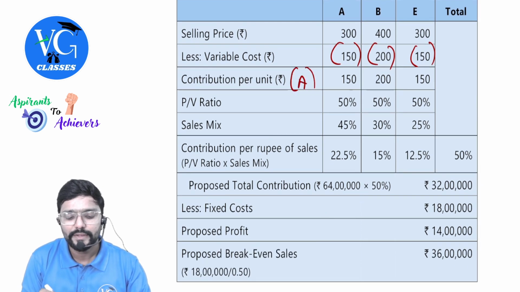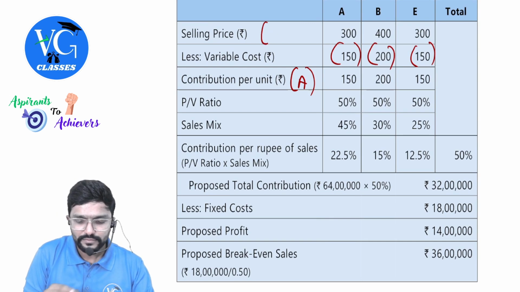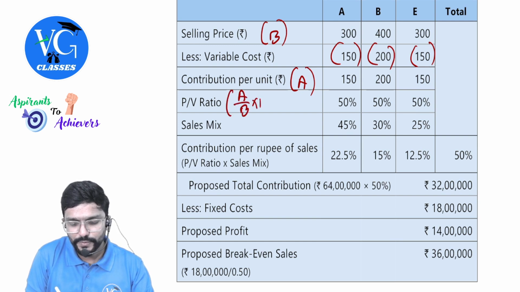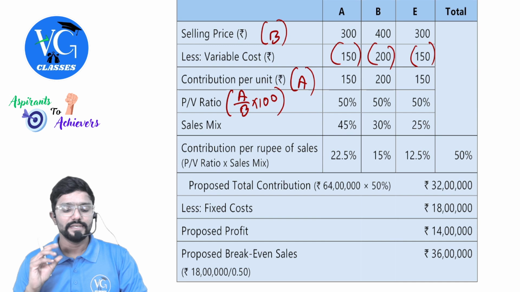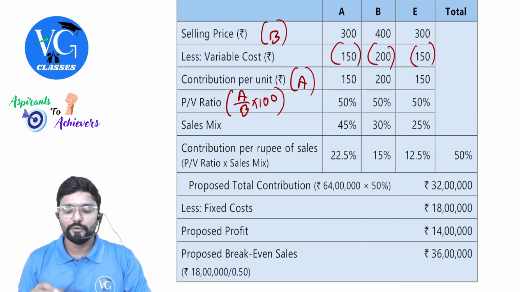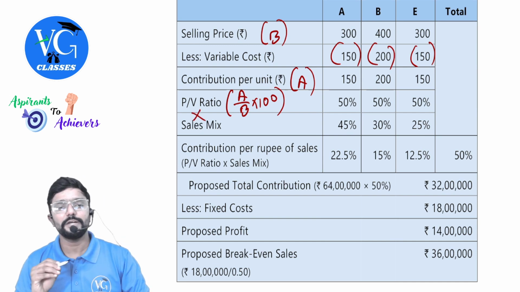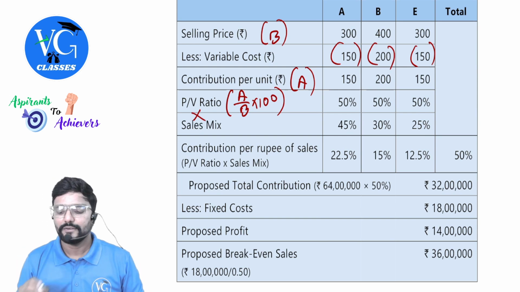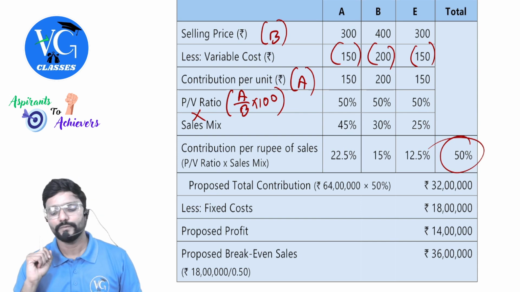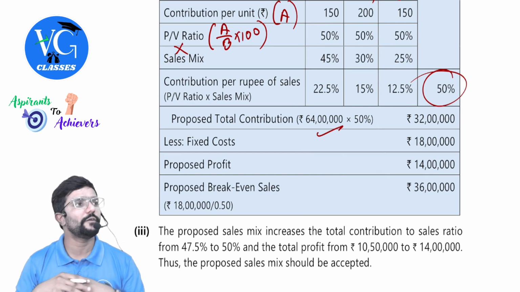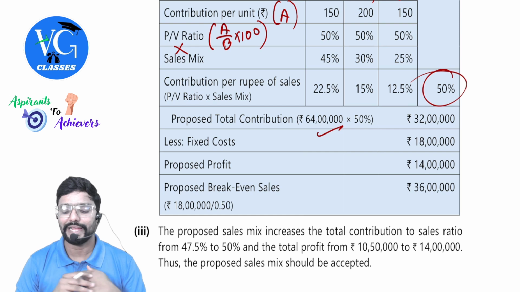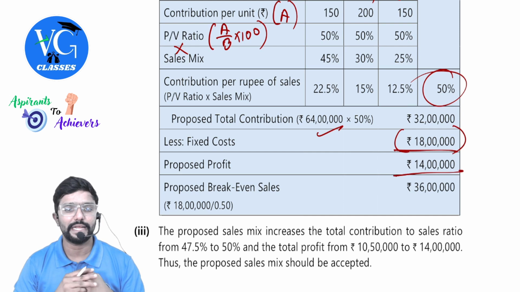For example, this is A and this is B. So A by B into 100. 50, 50, 50 with the sales mix. Multiply both and you get contribution per rupee of sales. 50% is overall. So proposed total contribution is total sales into 50%, which comes to 32 lakh. Minus fixed cost of 18 lakh will be the proposed profit, 14 lakh.